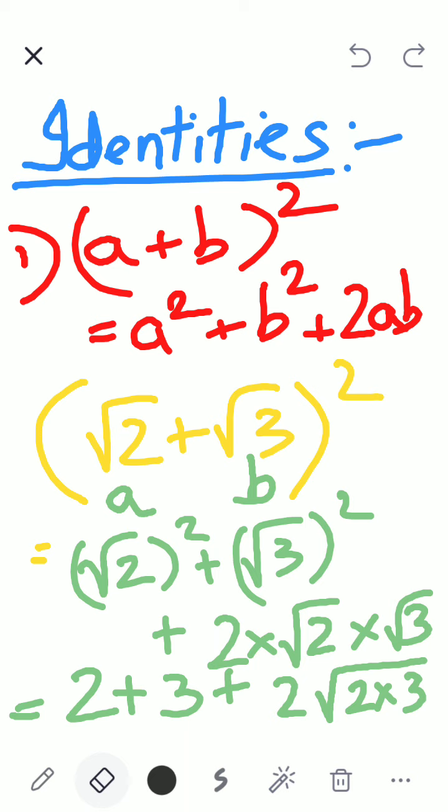Square root of 2, yes. But 2 is outside the house. There is 2 and there is square root 2. So outside the house cannot combine with inside the house. Always remember, outside the house cannot go inside the house. Okay? Understood? Clear? So only inside the house can we combine.